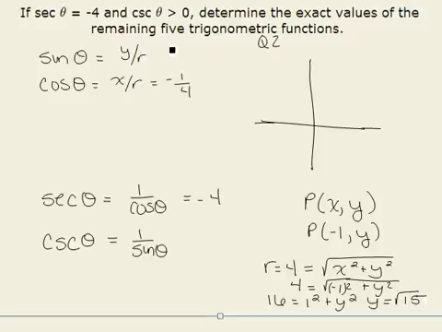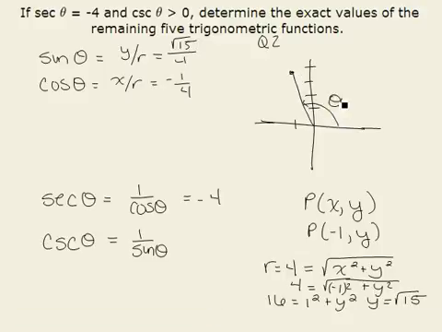Sine is y over r, which is the square root of 15 over 4. Therefore, we have this point, negative 1, square root of 15. Square root of 15 is a little less than 4 because the square root of 16 is 4, creating our point and the terminal side of our angle theta.